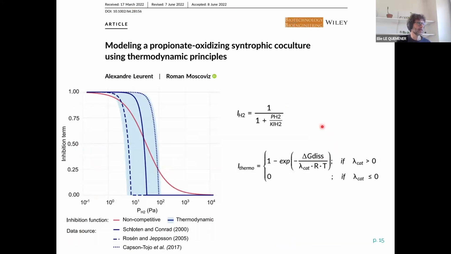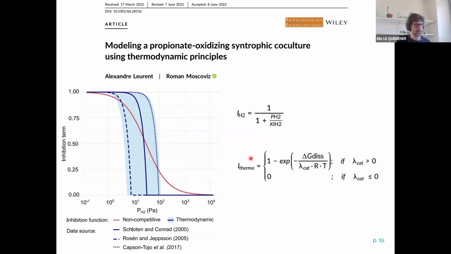But there is another article here from 2022 where they did more or less the same, but they used a different parameter for the inhibition term for the thermodynamic inhibition. And they compare here how the two inhibitions behave. And you see that the thermodynamic inhibition in blue is much steeper. The function is much steeper than the classic inhibition.